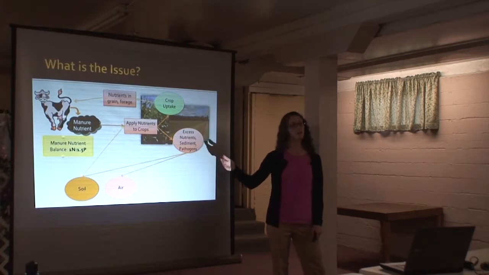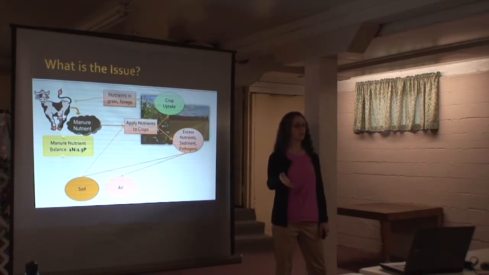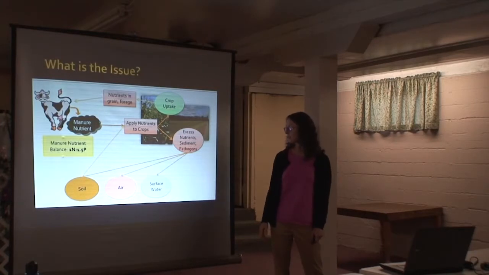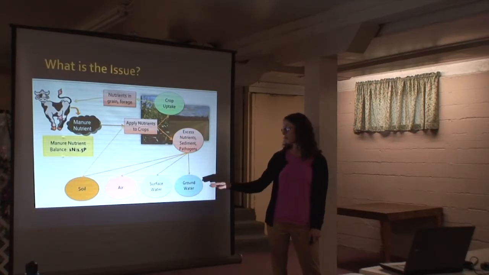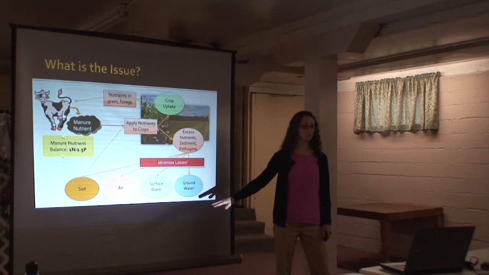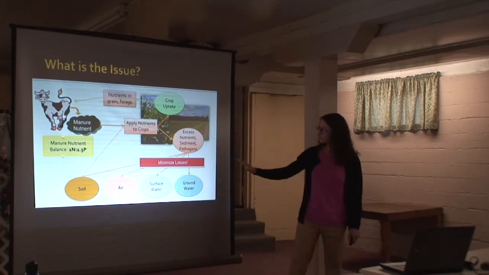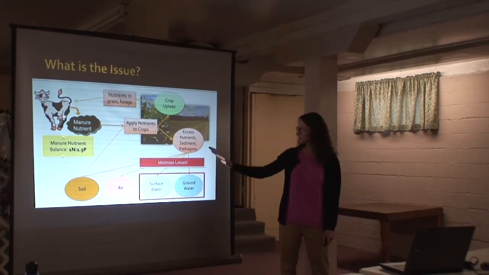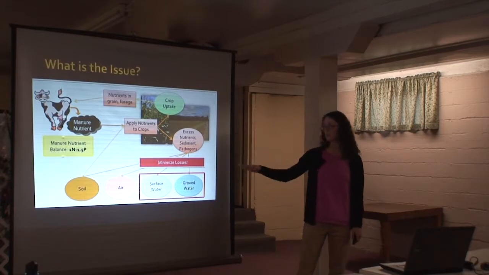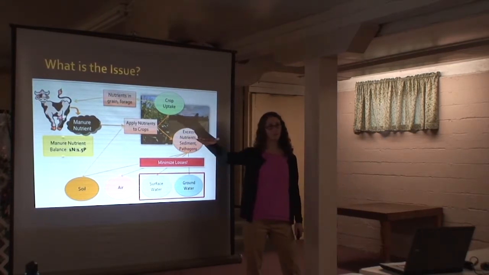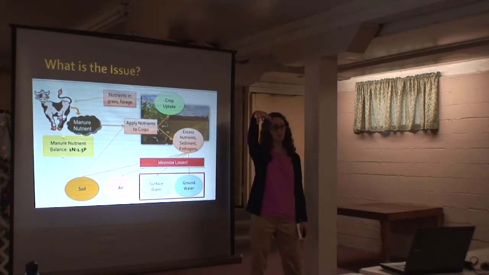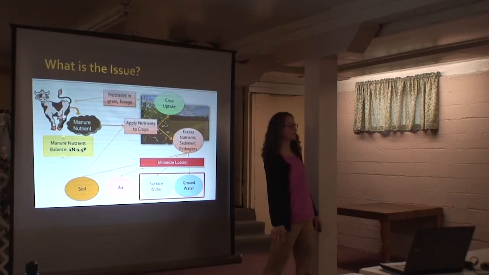You can have air losses, so that would be volatilization of nitrogen as ammonia off your field, so you can lose some of your nitrogen that way. And then surface water and groundwater, which I'll focus on a little bit more, but those are definitely where we try to minimize our losses, and focus on these two: the runoff from the field surface, as well as the groundwater, that would be leaching, what's lost below the root zone.